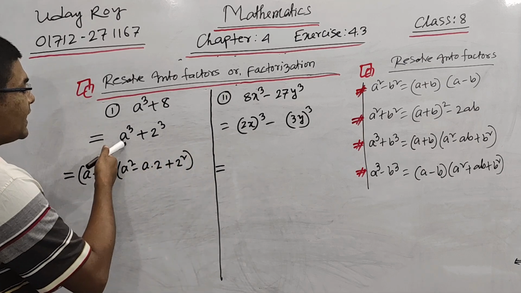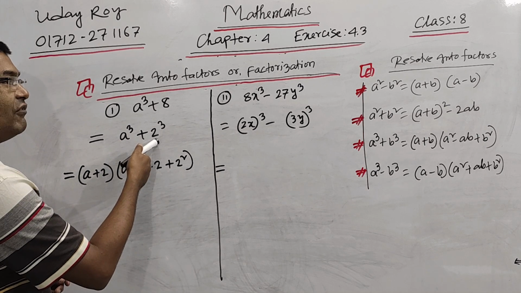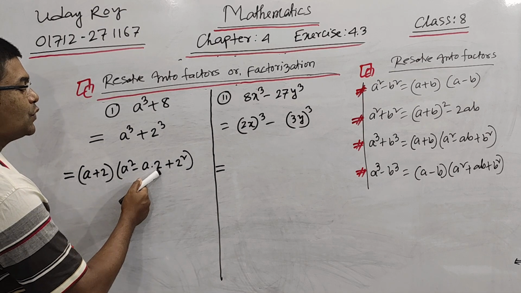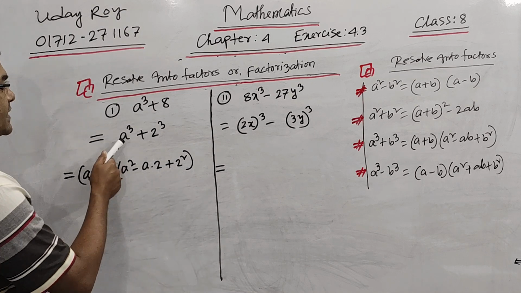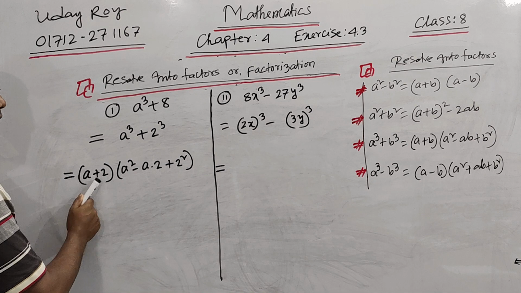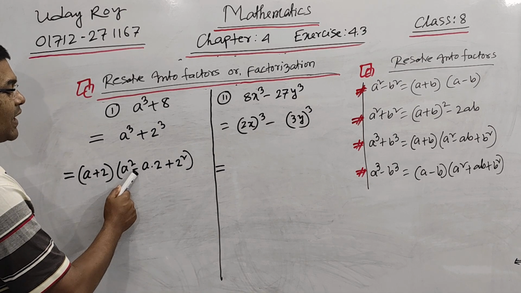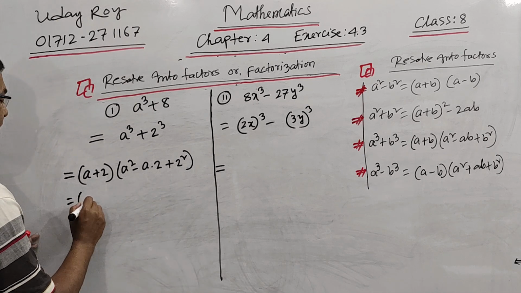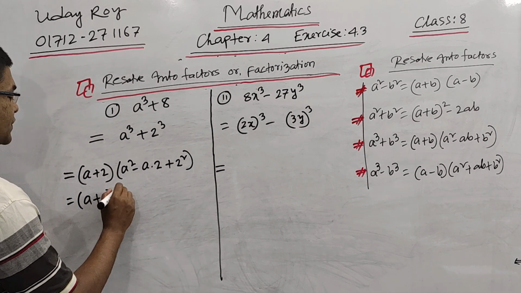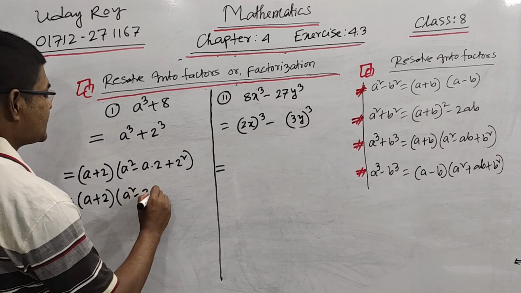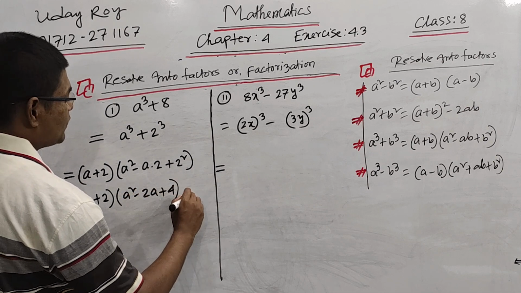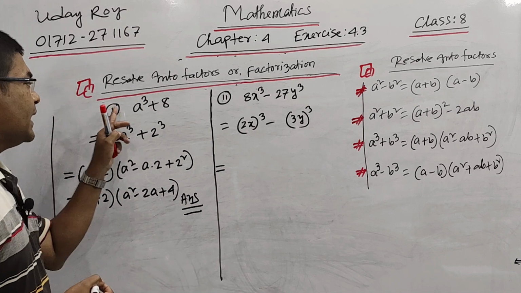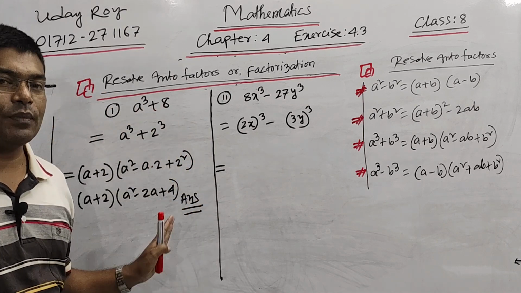Here this is a and 2 is b. So a plus 2 into a square minus a into 2 plus 2 square. So here is a cube plus b cube. A plus 2 into a square minus a into 2 plus 2 square. So we will get a plus 2, a square minus 2a plus 4. So we have done a cube plus b cube type maths.